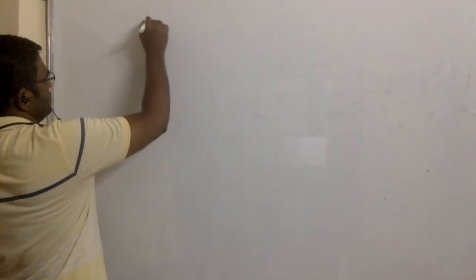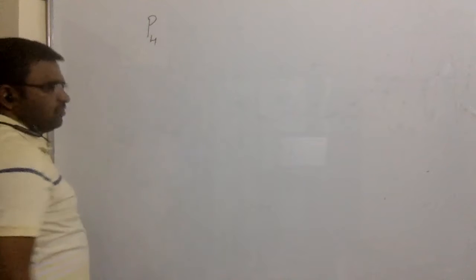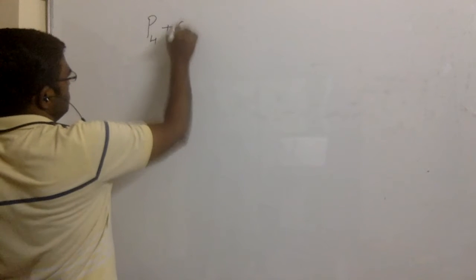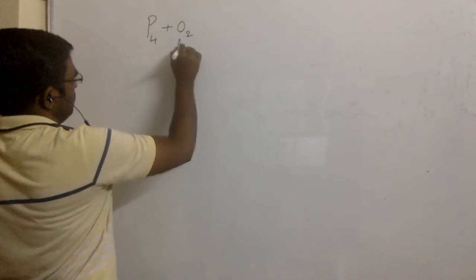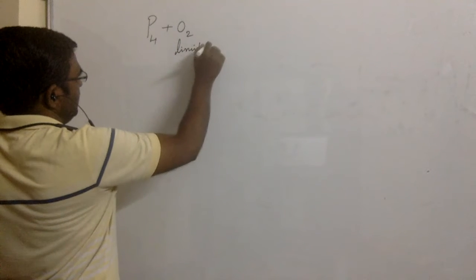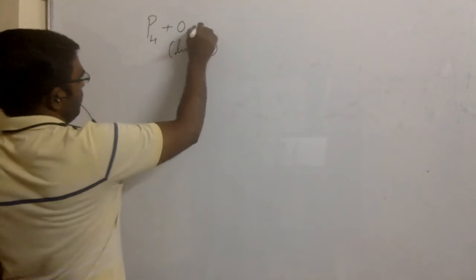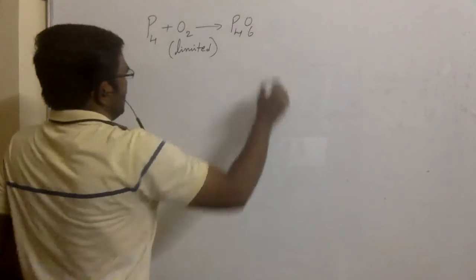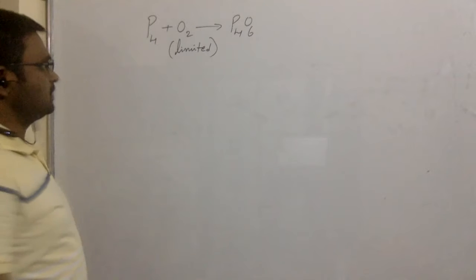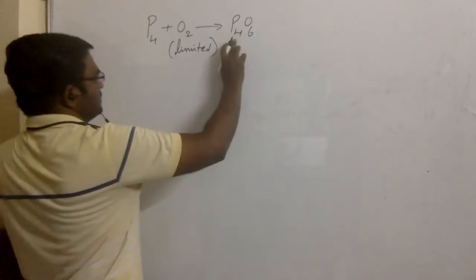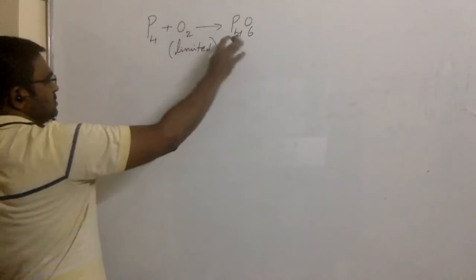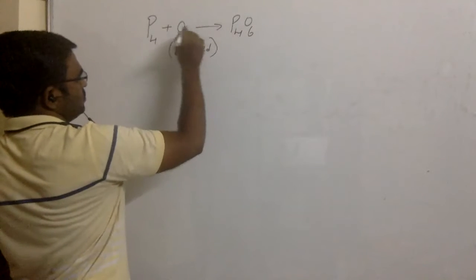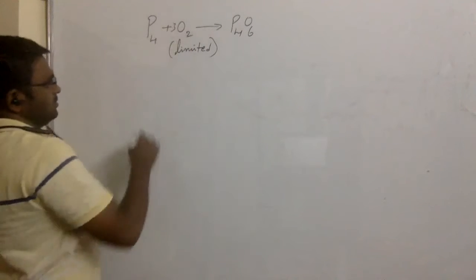First, the atomicity of phosphorus. This is P4. Atomicity of phosphorus is 4. If this reacts with a limited amount of oxygen, it gives phosphorus trioxide. Formula of phosphorus trioxide is P4O6. Here, 4 phosphorus atoms, and 3 twos are 6.